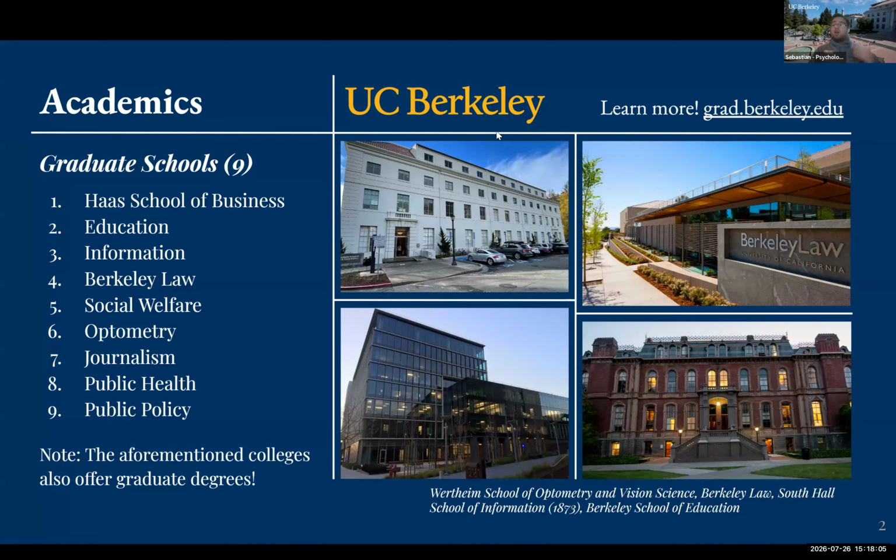which we just talked about, the Berkeley School of Education, which is where you can get your educational undergraduate degree in educational sciences if you are looking to get an undergraduate educational degree. And then we also have other schools that just have graduate degrees, like the Berkeley School of Information, Berkeley Law, the Social Welfare School, the Herbert Wertheim School of Optometry and Vision Sciences, the Berkeley Journalism School, the Berkeley School of Public Health, and the Berkeley School of Public Policy.